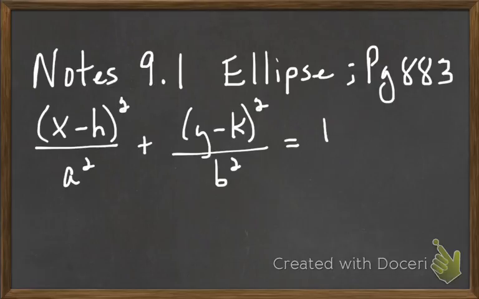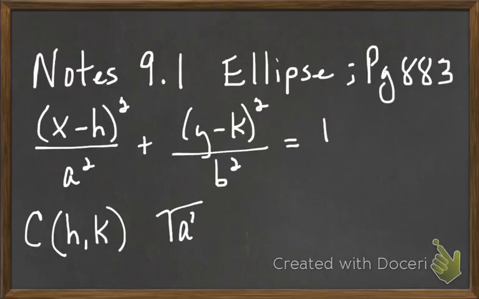So an ellipse will have a center just like a circle does. You're going to change the sign of the h and the k when you pull them out of the formula, just like you do with a circle. You're going to take the square root of a squared, which will be an a value. And if that number is under your x, once you take the square root of it, that's how many units you move left and right.